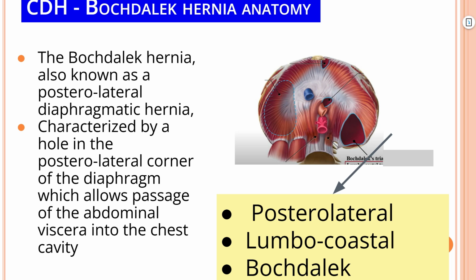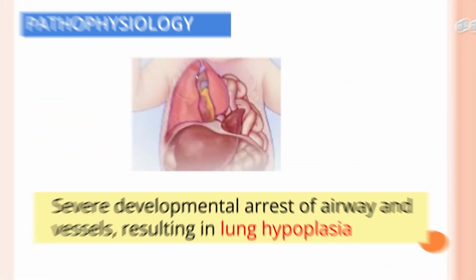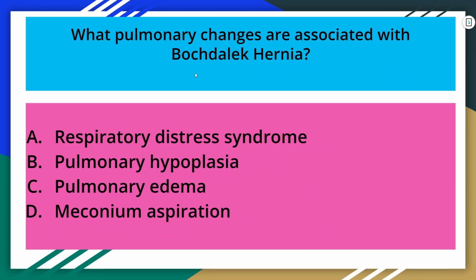called Bochdalek hernia. There are fewer alveoli, thickened alveolar walls, increased interstitial tissue, and markedly reduced alveolar airspace as well as gas exchange surface area. So, severe developmental arrest of airway and vessels results in lung hypoplasia. So, now our question is, what pulmonary changes are associated with Bochdalek hernia?